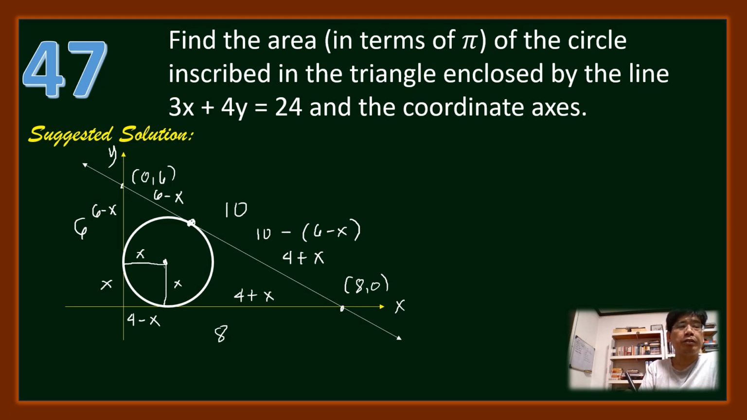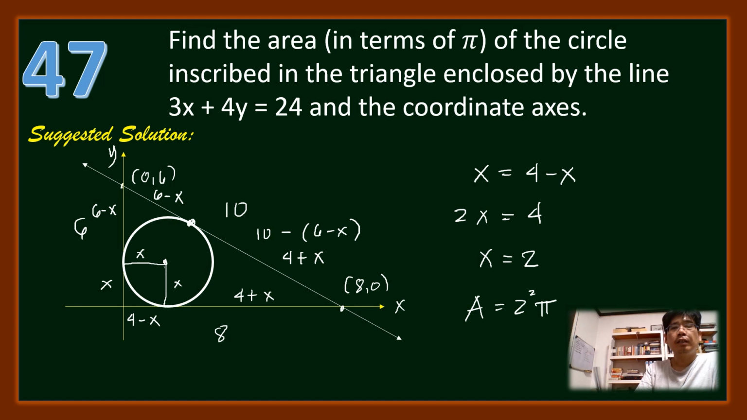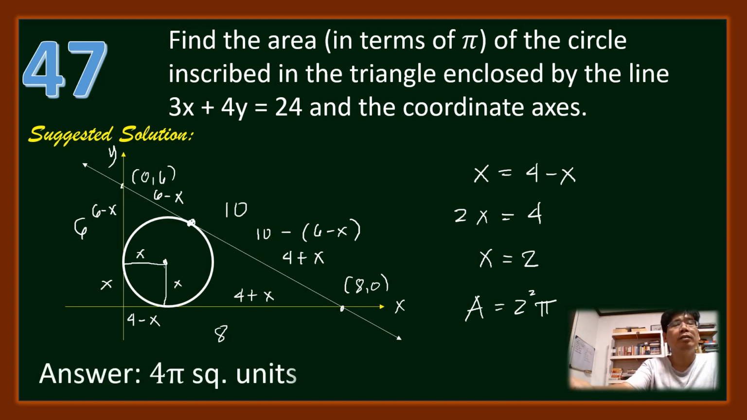Then we have an equation. Since x and 4 minus x are equal by two tangents theorem, we can equate x is equal to 4 minus x, then 2x is equal to 4, then x is equal to 2. If x, or the radius, is 2 units, then the area of the inscribed circle is 2 squared pi, and that is 4 pi square units.